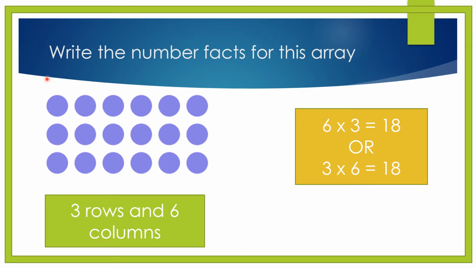Okay. So you can write the array by taking any number first. You can take 6 first and then 3, or you can take 3 first and then 6. Now what are these 3 and 6? These are the number of rows and the columns. Okay. The answer will be the same.